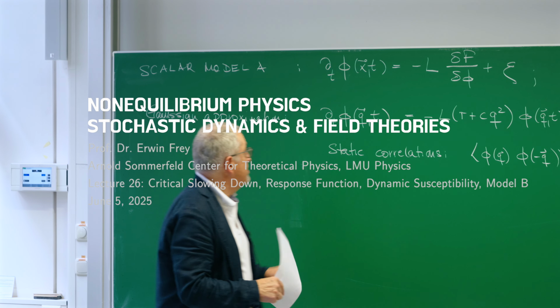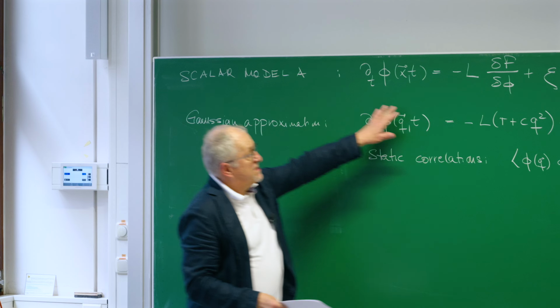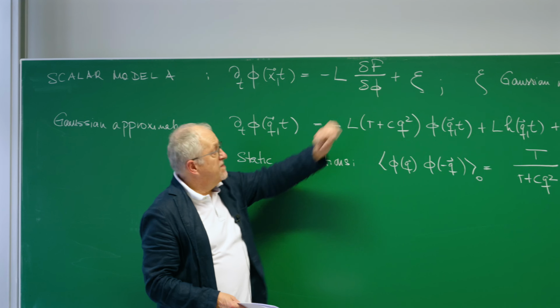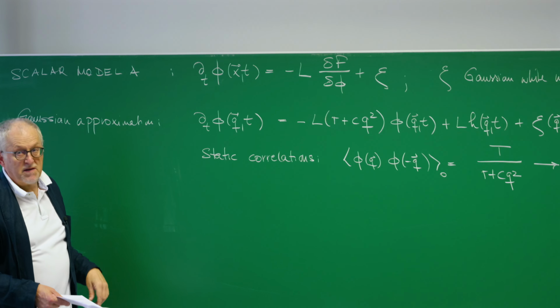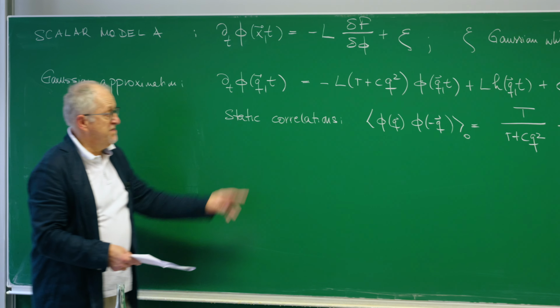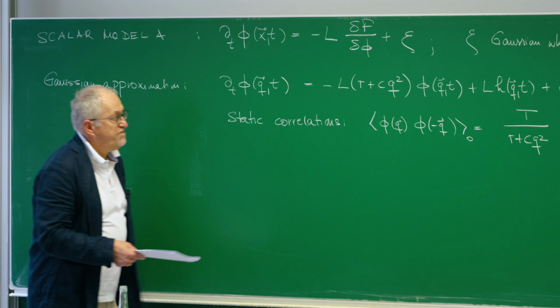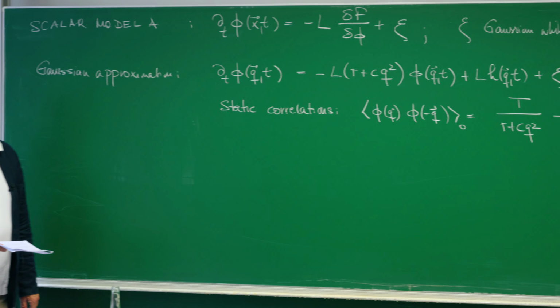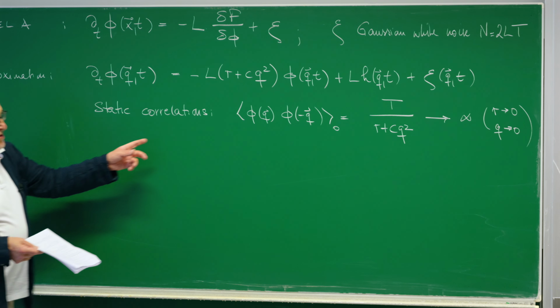So I've written on the board where we left off with scalar model A. This is scalar model A with a single Onsager coefficient. In the Gaussian approximation, I neglect the nonlinearity of the model, so I arrive at a linear theory. That linear theory has correlation functions that we can calculate. And the simplest we already did.